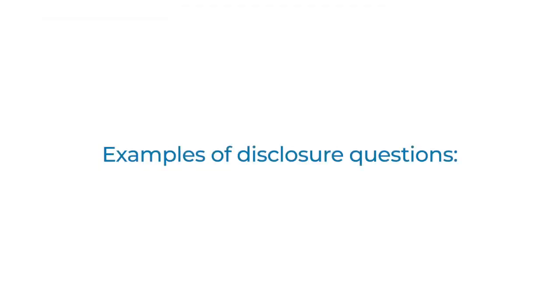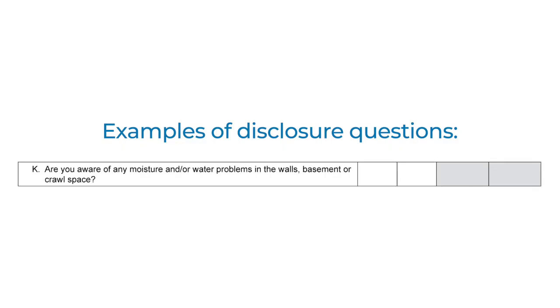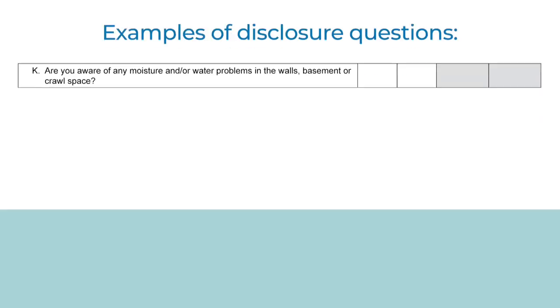Here are two examples of questions you will see. Are you aware of any additions or alterations made without a required permit and final inspection? For example, building, electrical, gas, etc. And are you aware of any moisture and/or water problems in the walls, basement, or crawl space?